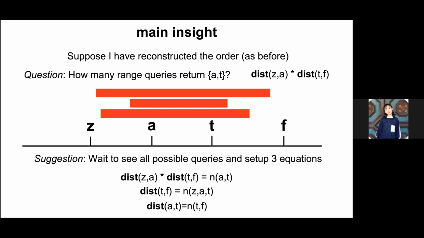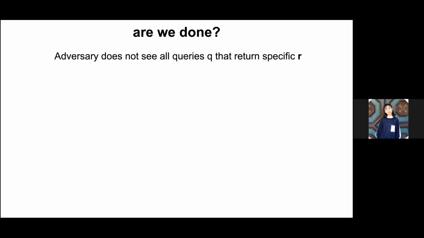So let's see what happens in the real world when the queries come from an arbitrary distribution. Of course, if the adversary sees all possible queries that return R, we will be okay. But unfortunately, in the real world, this doesn't happen.